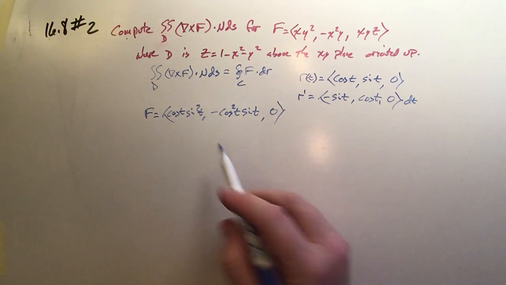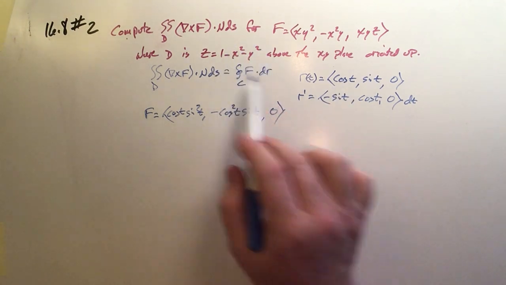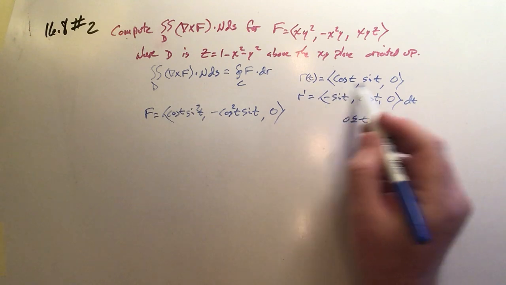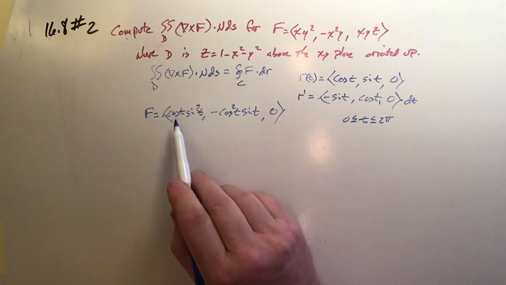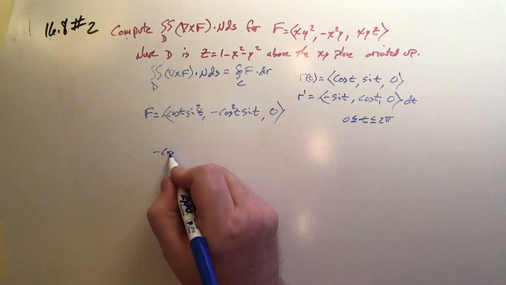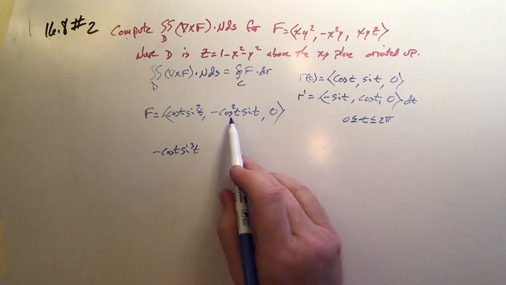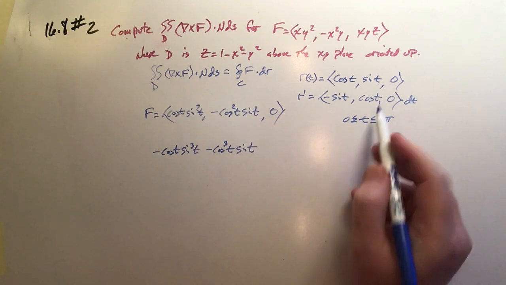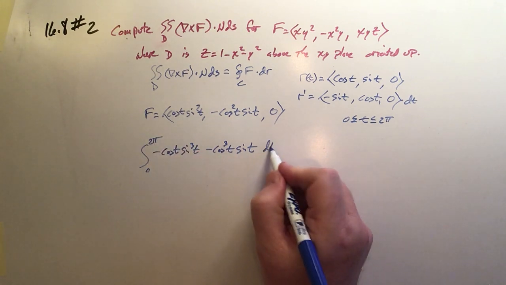So there it is. And now all I need to do is dot it because we're doing this around the full circle in the xy plane. t goes from 0 to 2 pi. And again, that's just because of the parameter I picked. So we're ready to go. Let's dot these. So it's going to be negative cosine t sine cubed t, the y component's going to be negative cosine cubed t sine t, plus 0, and I'll integrate this from 0 to 2 pi dt.